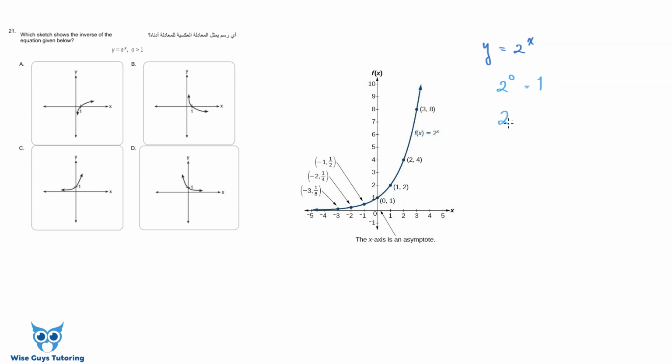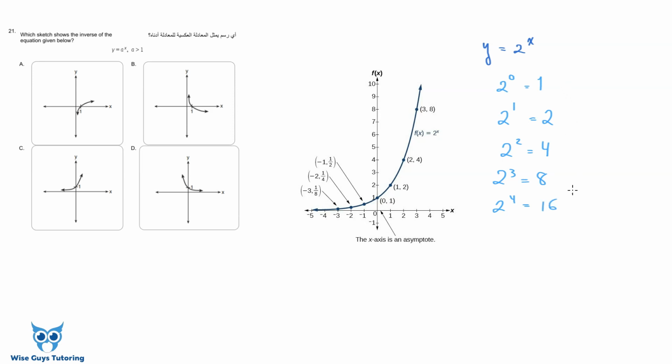Now what happens when x is 1? Well, 2 to the 1 is just 2. And that's how they got this point 1, 2. And 2 to the 2 is 4. That's how they got 2, 4. And 2 to the 3 equals 8. And 2 to the 4 will be 16.